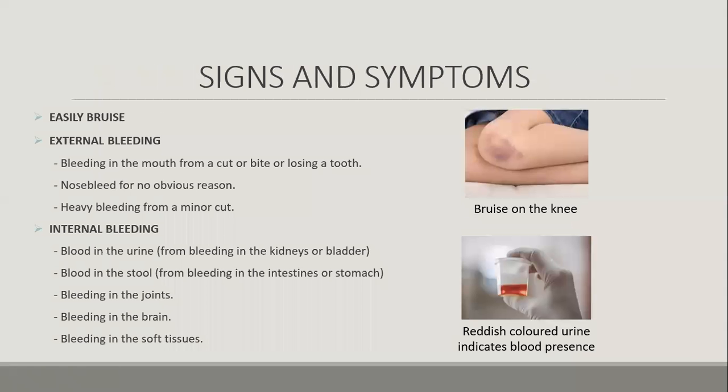Next, signs and symptoms. Person with hemophilia will easily bruise and external bleeding and internal bleeding occur. Examples of external bleeding are bleeding in the mouth from a cut or bite or losing a tooth, nosebleed for no obvious reason, heavy bleeding from a minor cut. Examples for internal bleeding: blood in the urine from bleeding in the kidneys or bladder, blood in the stool from bleeding in the intestines or stomach, bleeding in the joints, bleeding in the brain, and bleeding in the soft tissues.